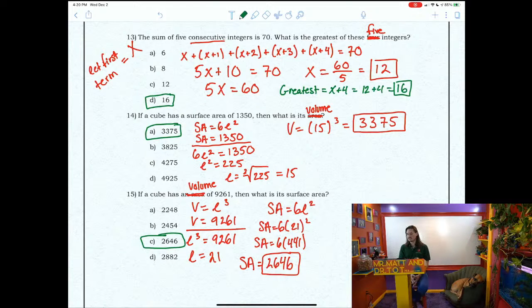Substituting 21 into the formula for surface area, we're going to get 6 times 21 squared. 21 squared is 441, and 6 times 441 is 2,646. And that's answer selection C.